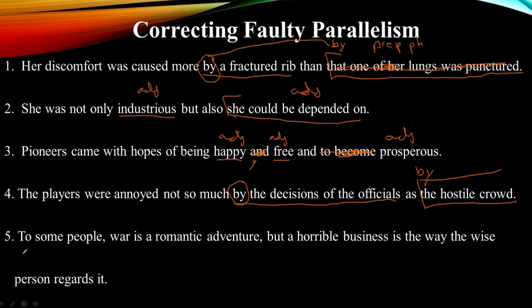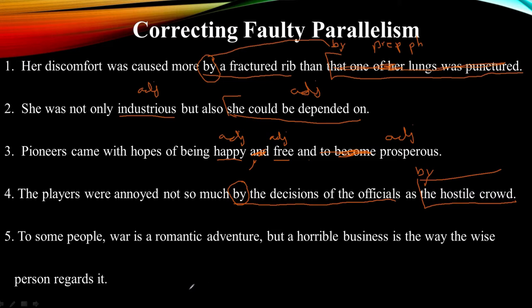Now, number 5 is the hardest one that we have in the entire series. And it's because you have to get the entire sentence in parallel structure. So, to some people, war is a romantic adventure. Here's the next thing. This is the comparison. But a horrible business is the way the wise person regards it.